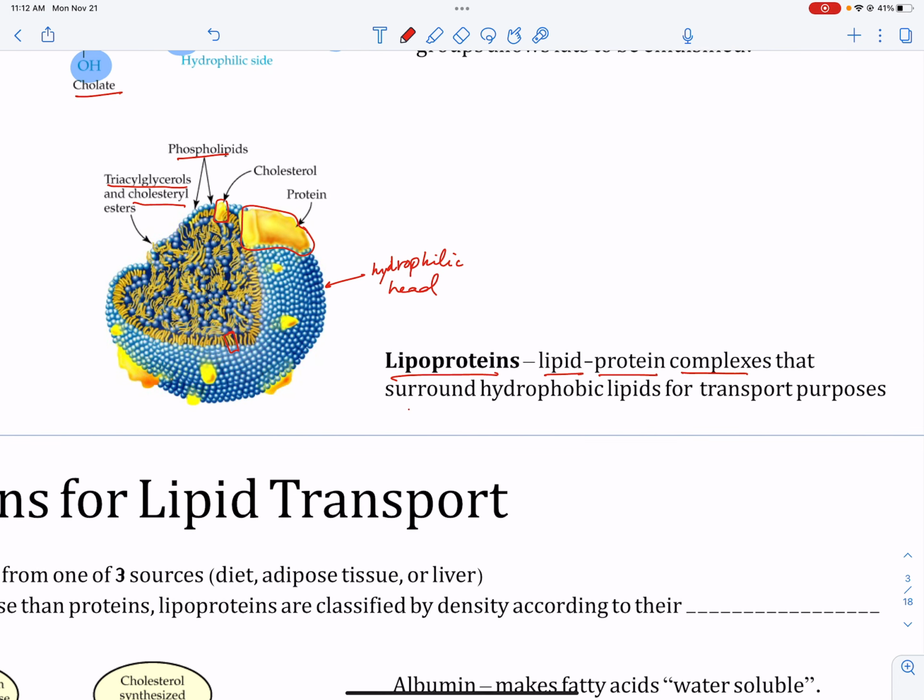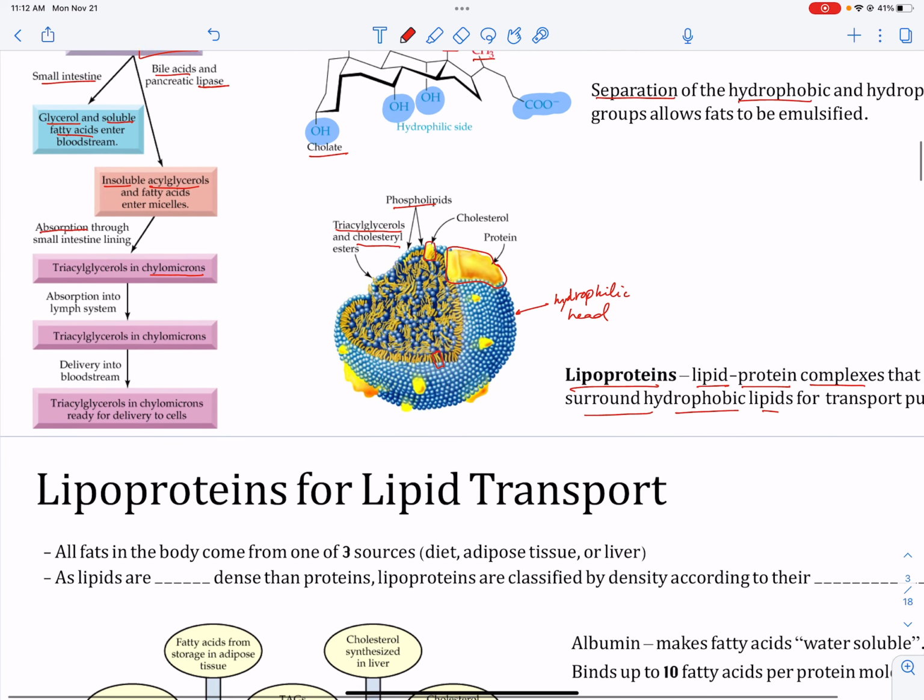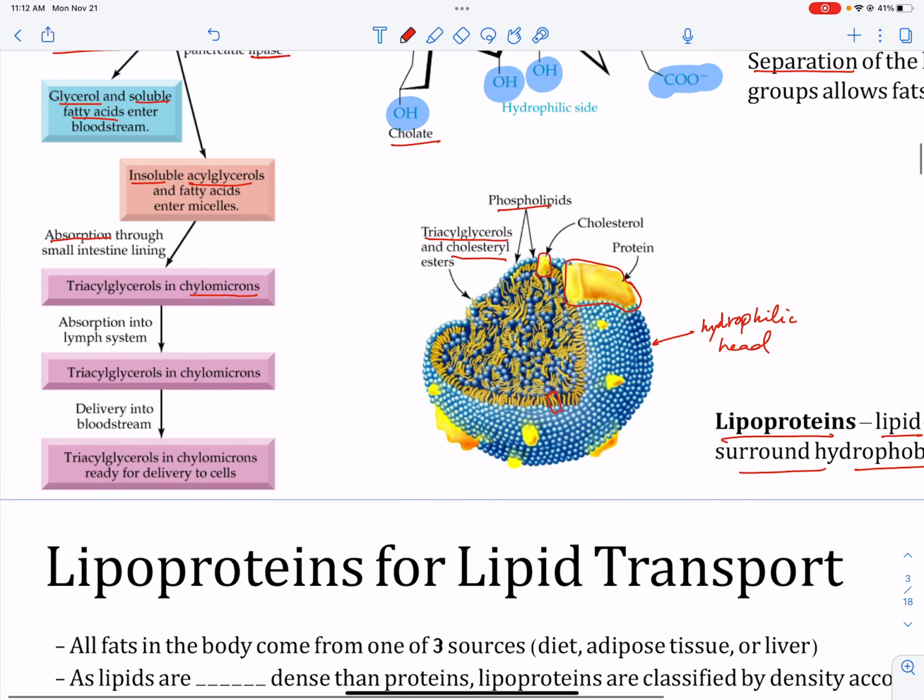So these surround hydrophobic lipids for transport purposes. All right, so lipoproteins are the main way we transport lipids. Chylomicrons are just part of the digestive portion of this, and so they're going to carry triacylglycerols across the lining of the small intestine into the blood.